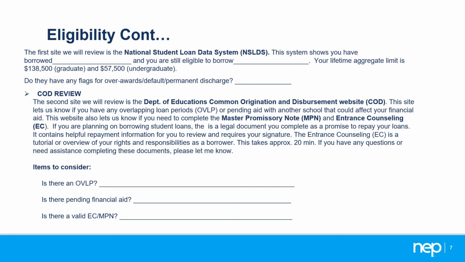The next site you will review together is the Common Origination and Disbursement website. This site is used to check for any pending aid from other schools or any overlapping loan periods that could affect their eligibility. It's also the site we use to check the master promissory note and entrance counseling completion. Make sure to notate any of the following: overlapping loans, pending financial aid, or if they have a valid entrance counseling and master promissory note.